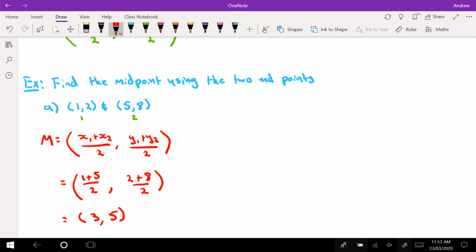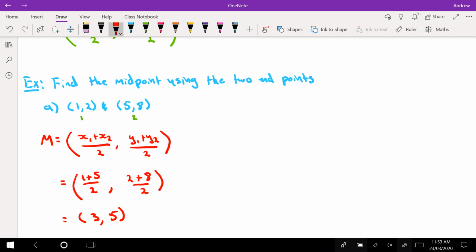Can you eyeball it? You can figure out where it should be if you have the line drawn in front of you. But if you are only given the 2 points, could you eyeball that? No.